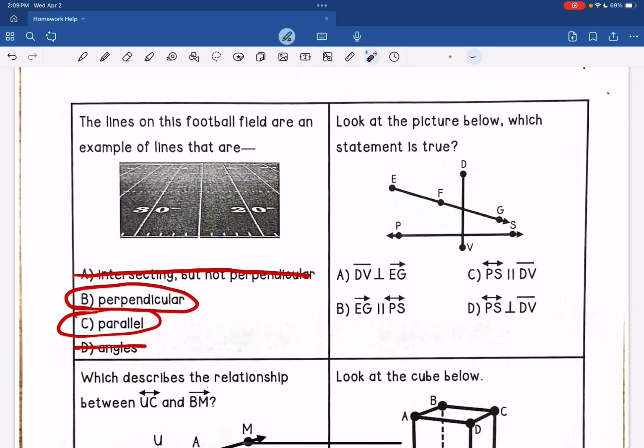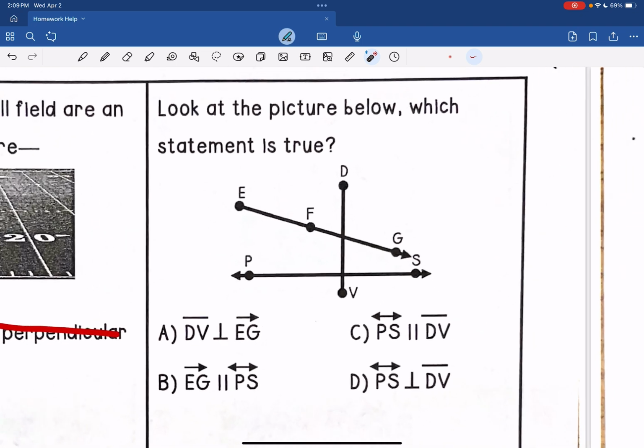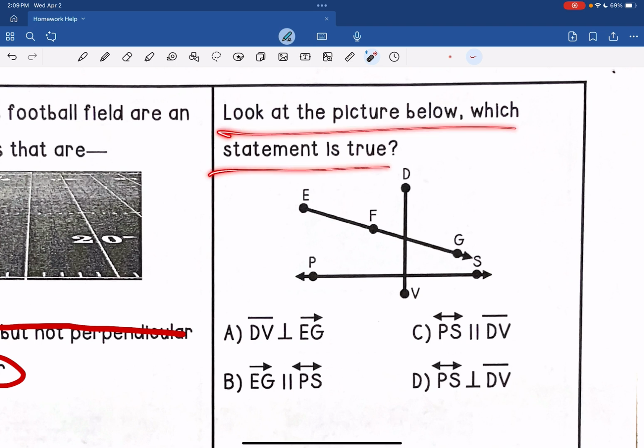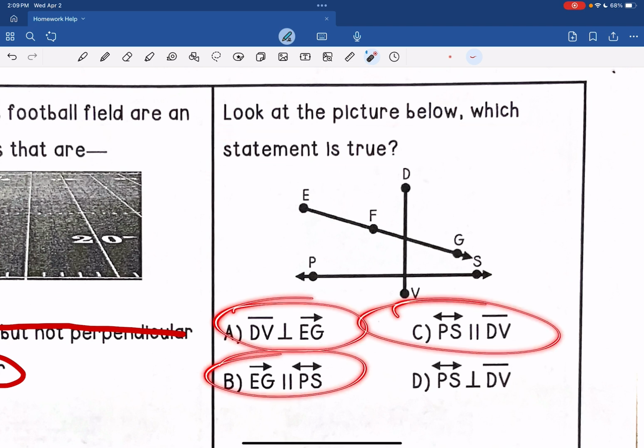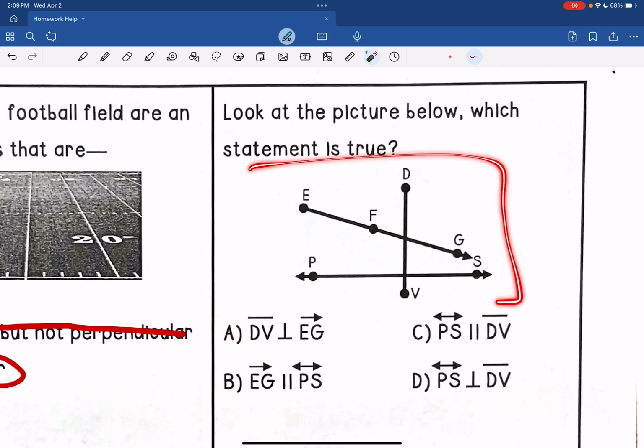Your teacher might say they disagree, and they might have a different reason for their answers. So as long as you can explain your reasoning, I think we can accept your answer on this one. All right, then the next one says, look at the picture below. Which statement is true? And then it has all these crazy symbols down here to accompany this picture.